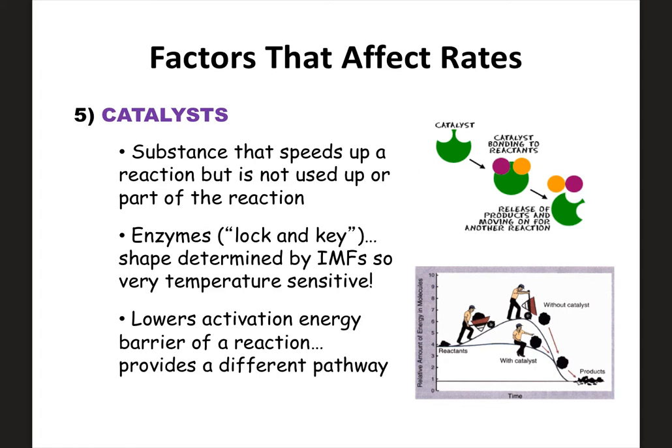If you remember, enzymes have this lock and key mechanism. They have this specific shape determined by IMFs, so they're very sensitive to temperature. But the basic gist of these catalysts is that they lower the activation energy and they provide a different pathway for the reaction to take place. And that's how they speed up the reaction. Essentially, they lower that activation energy that's needed, providing a different pathway, and then the reaction can take place at a much faster rate.